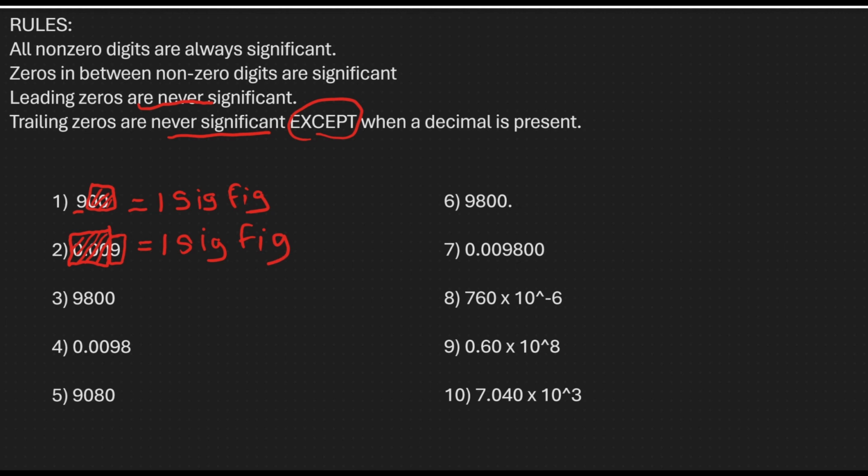Example number 3, we have the 9, which we know is significant, as well as the 8. We have 2 trailing zeros, no decimal, so this has 2 significant figures. Example number 4, we have 0.0098. We have leading zeros, and we know from rule number 3, leading zeros are never significant. So we just take into consideration 9 and 8, and that gives us 2 sig figs.